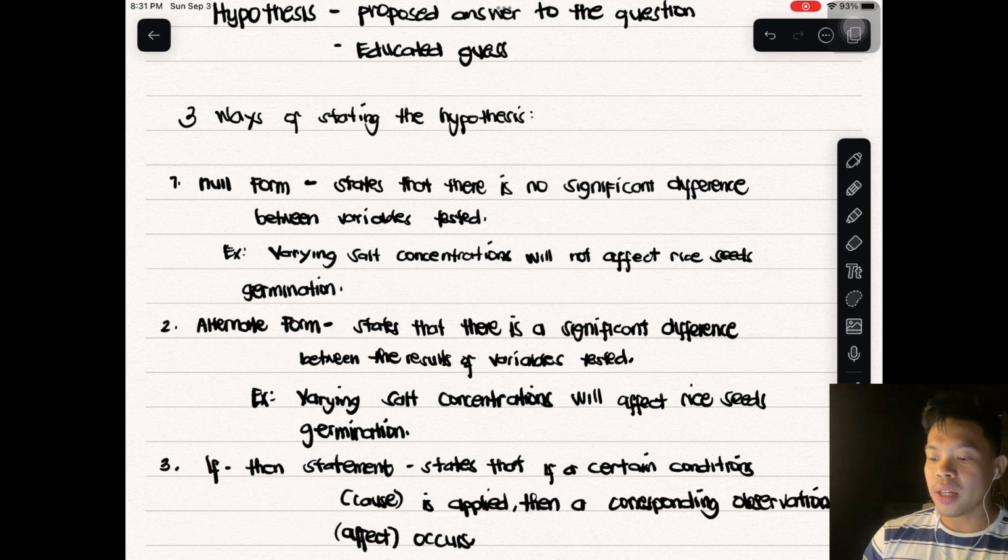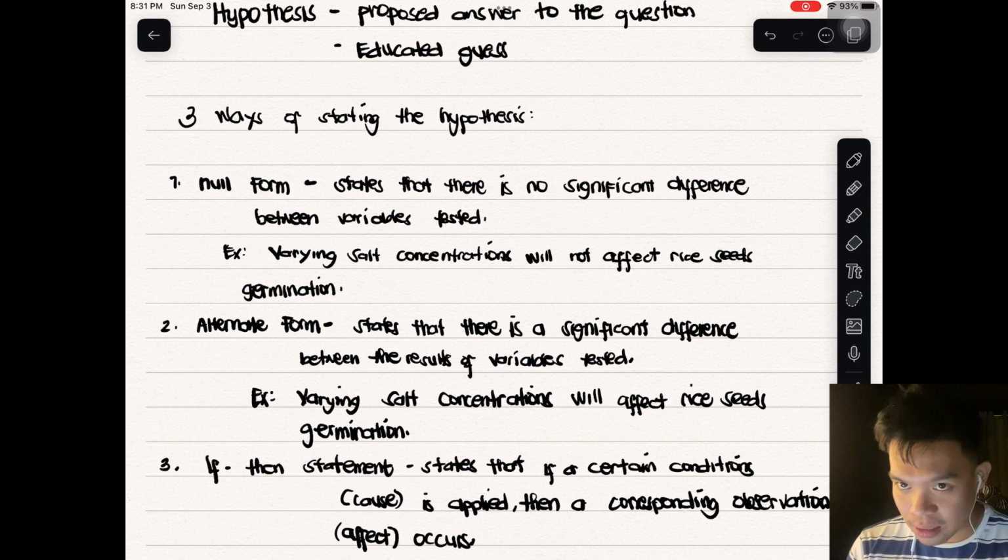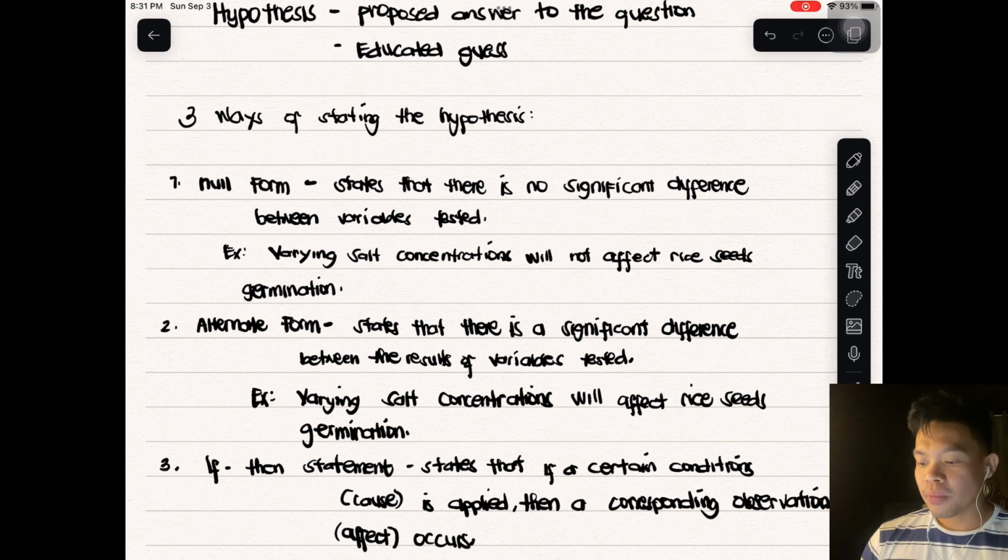The second one is the alternate form. It states that there is a significant difference between the results of the variables being tested. Take for example: varying salt concentrations will affect rice seeds germination. It's a positive statement. Next, the last one is the if-and-then statement.